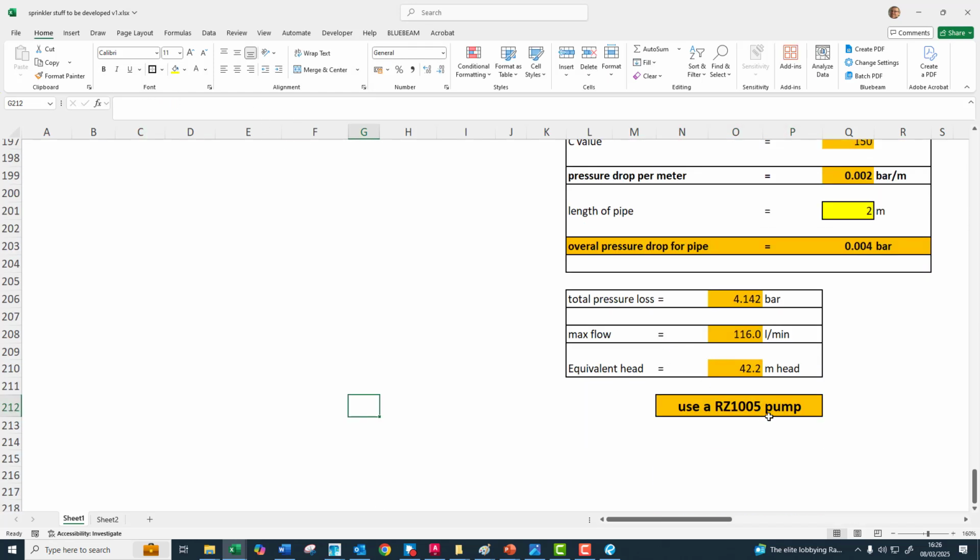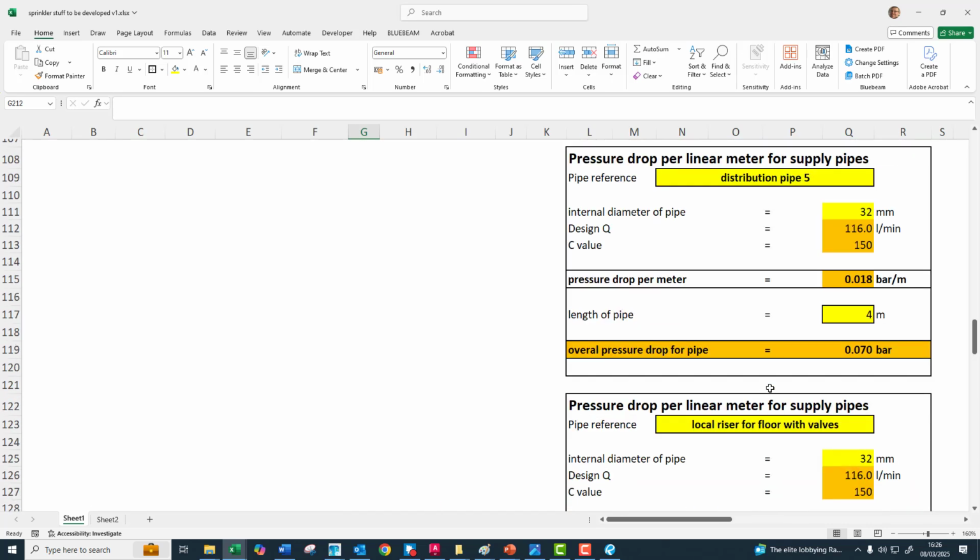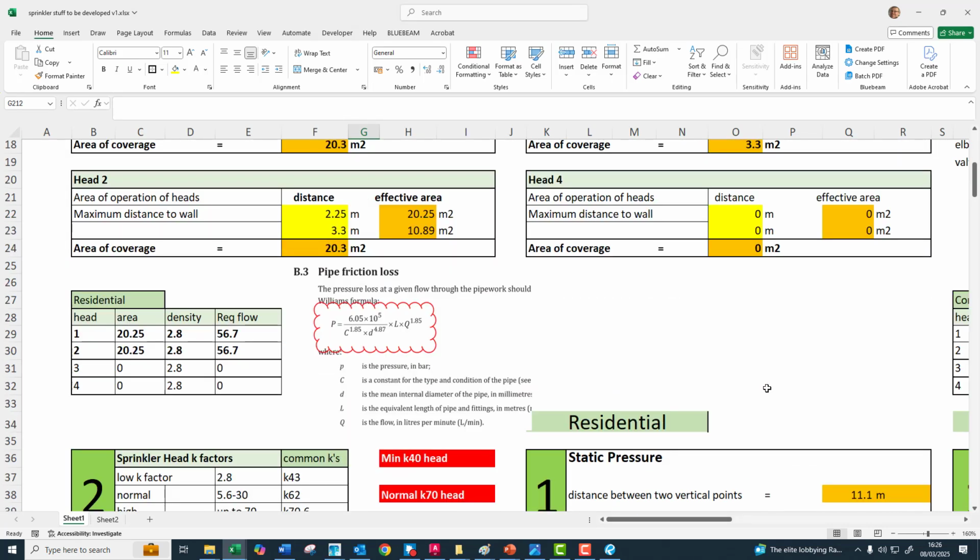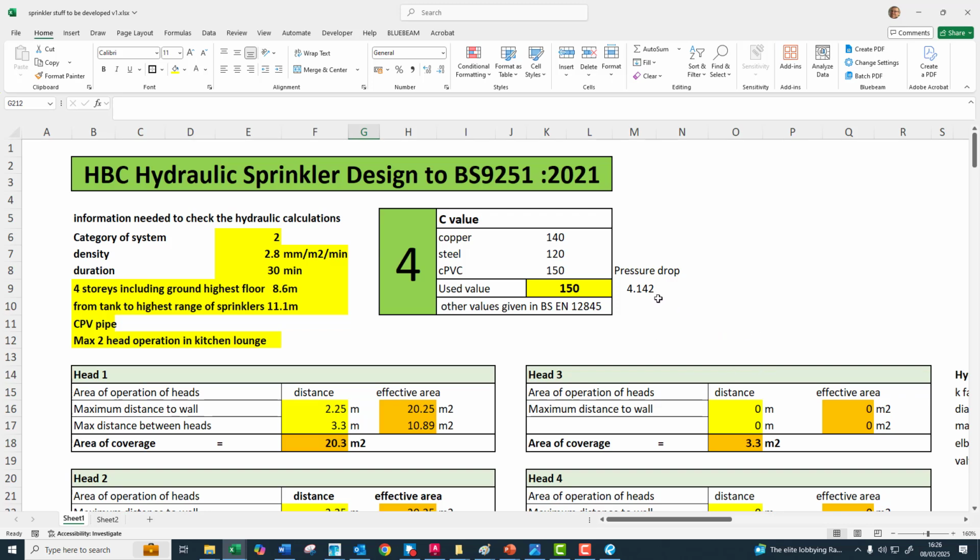And hopefully that makes sense. Now, what I did say I would do, was it on there? Hopefully that data is transferred. So there's that pressure drop, that 4.142. That was for CPVC. Now, if I used copper, that would instantly go up to 4.5. And if I used steel, which is the go-to for commercial, it goes up to 5.7.